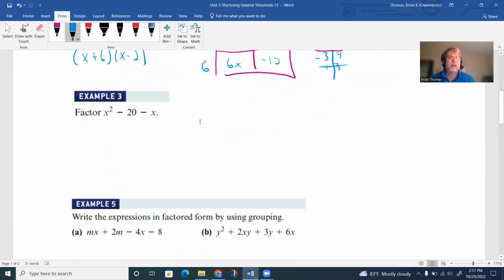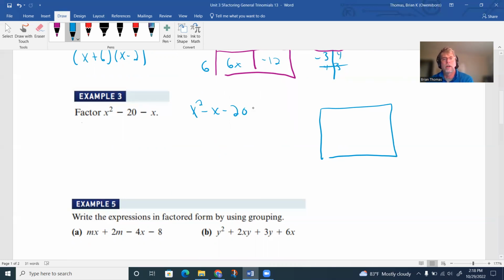If we look at this next example, x squared minus 20 minus x, notice how it really has to be rewritten in the correct order. Remember, it's got to go in descending order. So x squared minus x minus 20 would be the correct way of writing that. Again, if I want to factor this, one way of doing it is using what I call the box method. Notice how the negative 20 is not going to be a perfect square, so this is going to be called a general trinomial.